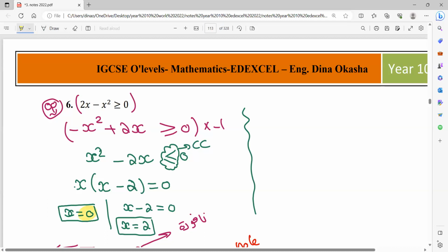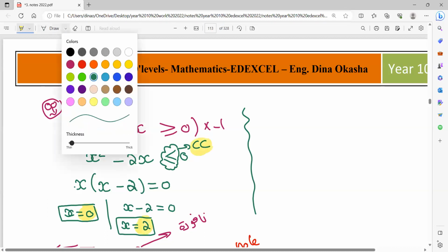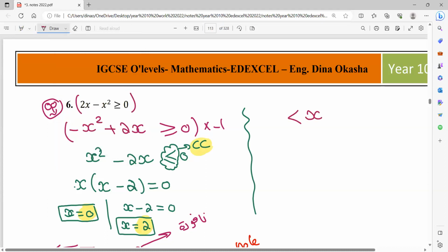Now I still need to write the final answer. We already know that this is a CC question. So let's write the final answer over here: x, one on the right, one on the left, 2 on the right, 0 on the left, and include your equal sign.